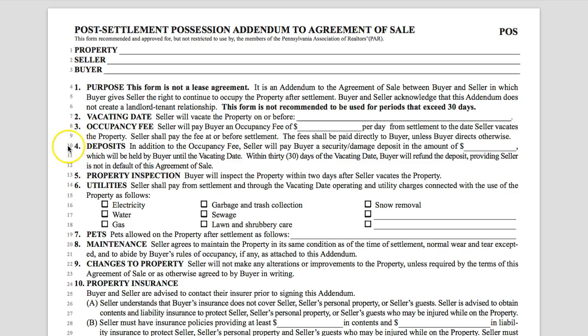Deposit. So just like in a lease agreement, you would have a security deposit. So you may decide that the seller will put 1 or 2 months worth of what would be a rental payment or a mortgage payment in escrow that will be held by the buyer until the seller vacates the property. And the buyer will inspect the property within 2 days after the seller vacating the property to confirm that it's the same condition that they expected it to be in, and then they'd refund the money. And of course, if there are damages, then they would have to work through that together and apply any of that security deposit to pay for the damages.